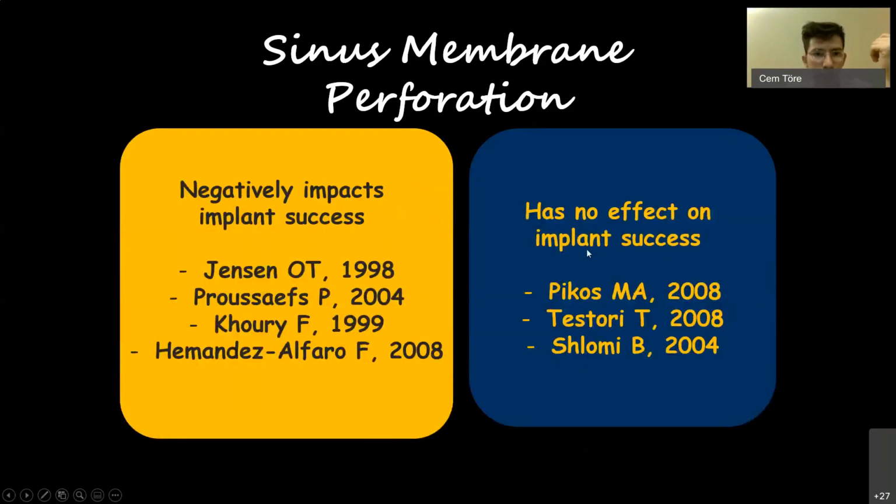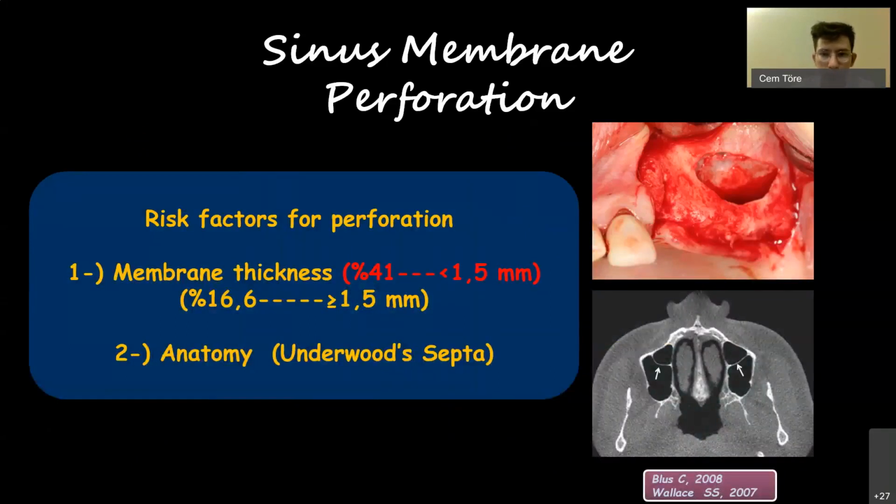Authors have said perforations negatively affect implant success, or they have also reported it has no effect on the success of implants placed in sinuses if there's a perforation. Risk factors include membrane thickness and anatomy. The membrane can be so thick you would have to push to perforate it, or it can be so thin, like a mucus layer, that it will disappear before your eyes as you are trying to lift it, and it just resorbs in its entirety during the operation.